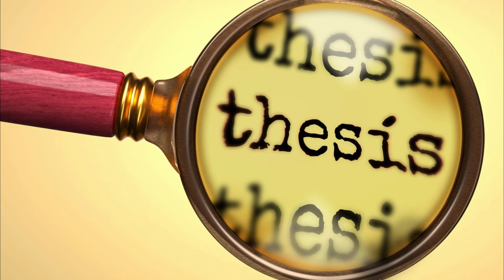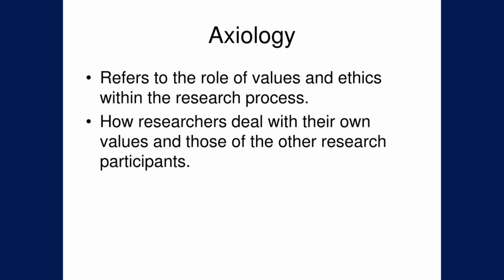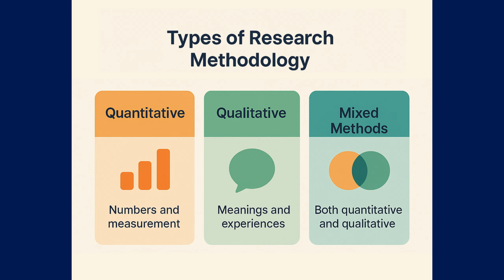Think of these ideas as questions your thesis must answer. Again, ontology asks, what is reality here? Epistemology asks, how do I know about that reality? Then axiology asks, what values matter in this study? Methodology asks, how will I investigate it, right? So if you can answer those 4 questions clearly, then you're already building a strong philosophy section.